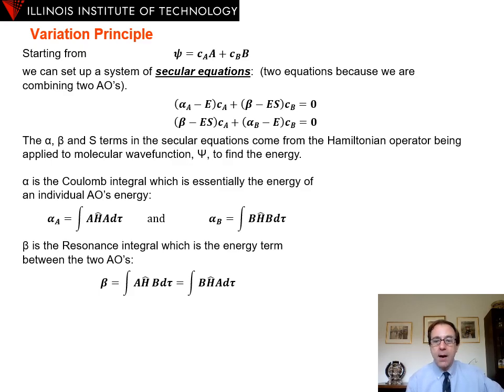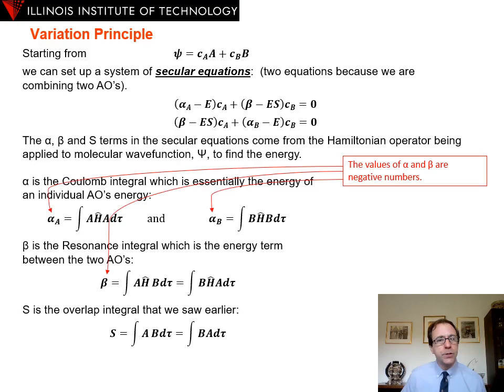It really has to do with how much these orbitals are interacting with each other, what that interaction term is across the two different orbitals. And then S is the overlap integral. We saw that earlier. The overlap integral is really about the spatial overlap between the two. It's just like the previous one, the resonance integral, but there's no Hamiltonian inside of there. And again, it doesn't matter whether you take the A wave function first or the B wave function.